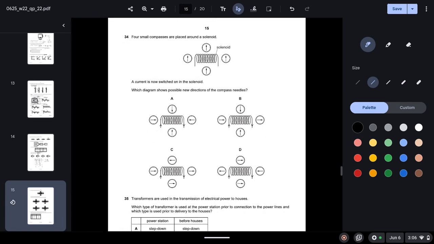4 small compasses are placed around a solenoid. A current is now switched on in the solenoid. Which diagram shows the possible new direction of the compass needles?